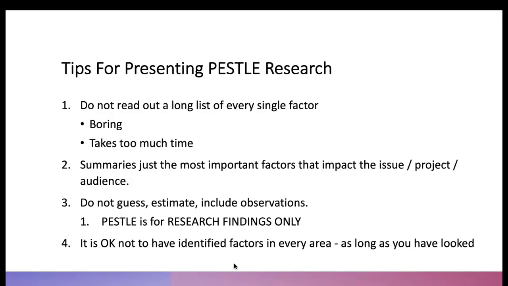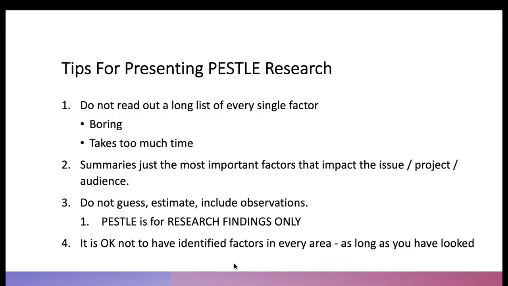The other thing is you don't have to try and find one factor for each P, E, S, and T, etc. It's okay if you have had a look and there's nothing particularly political that affects your issue. Move on and say, okay, is there anything environmental? Do we have a shortage of raw materials? Nope, that doesn't affect us. Is there anything to do with climate change? Nope, that doesn't really affect our project. Okay, there's nothing environmental that affects us, so leave that one blank.